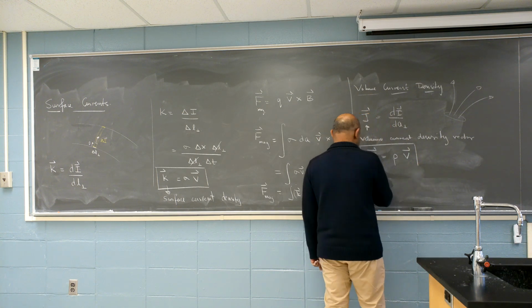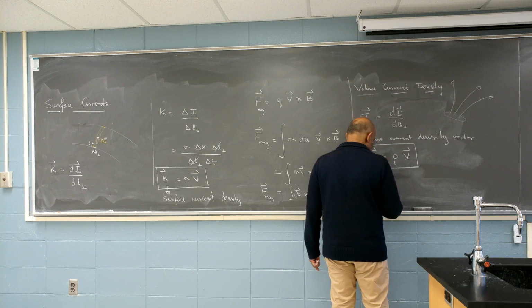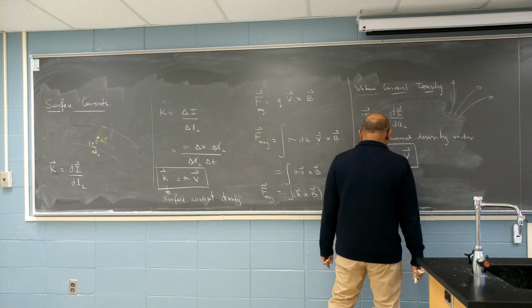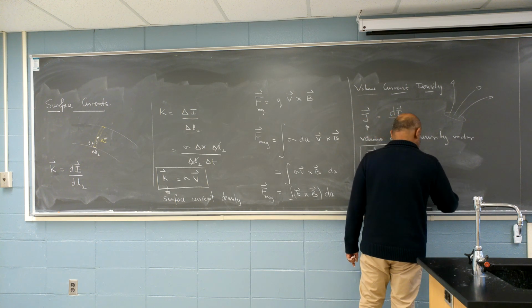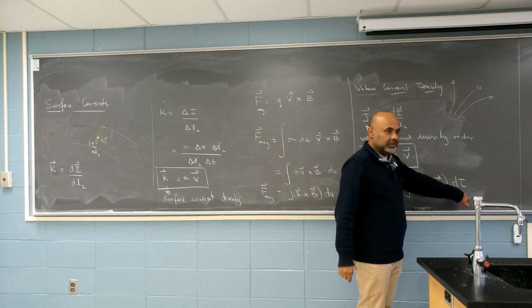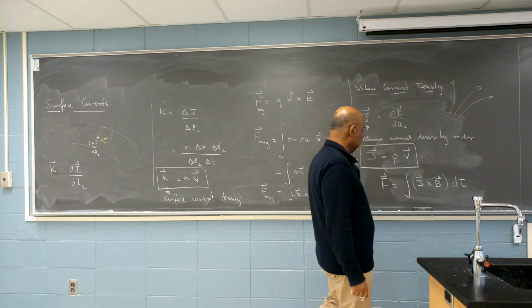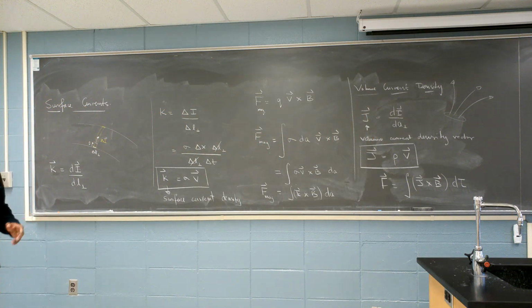And the force, again, magnetic force, is going to be what? Remembering again, Griffith's volume element is d tau. The only thing I always forget about Griffith's notation.